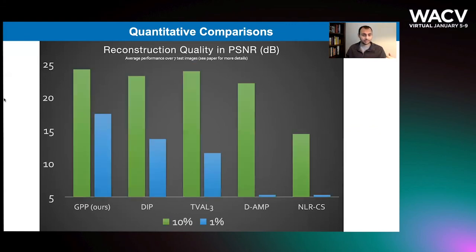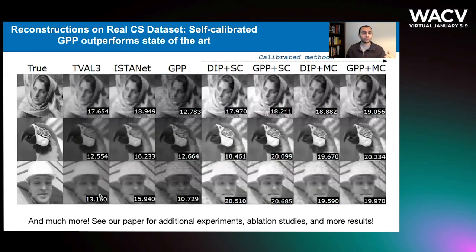In quantitative reconstructions, we observe that the GPP is significantly better than existing priors, both at a 10% measurement rate and much more so at a 1% measurement rate. We also study reconstructions on real compressive sensing datasets with uncalibrated measurements. We propose a variant of GPP called the self-calibrated GPP, which is able to automatically adjust for misalignments in the measurement matrix from hardware artifacts that can occur in the real world. We show that the self-calibrated GPP is able to improve on a lot of the baselines, including supervised methods, and performs on par with many of the manually calibrated experiments.